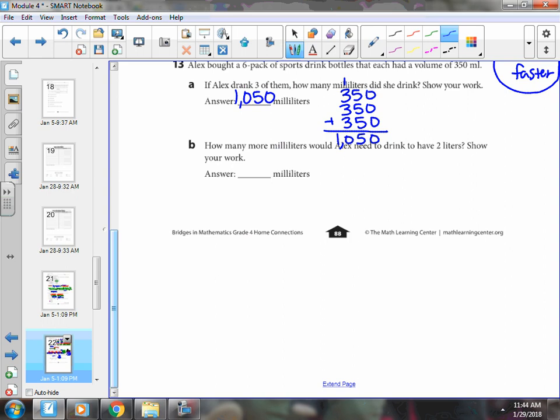And letter B, how many more milliliters, I know that's a subtraction problem, would Alex need to drink to have 2 liters? You need to know that 2 liters is the same as 2,000 milliliters minus the number we just figured out. And I need to subtract. Make this a 10. Add a 9 to make this a 10. Okay. 950.